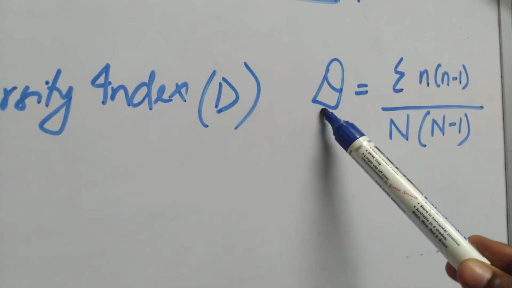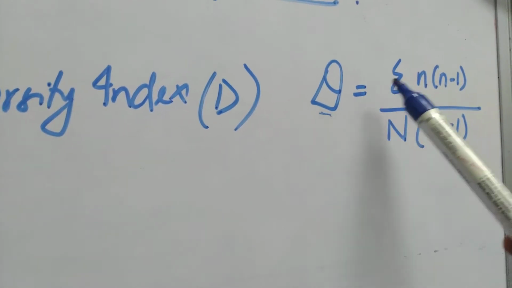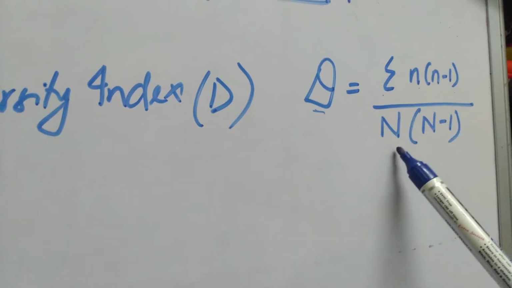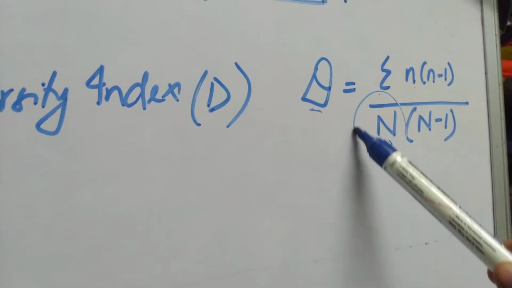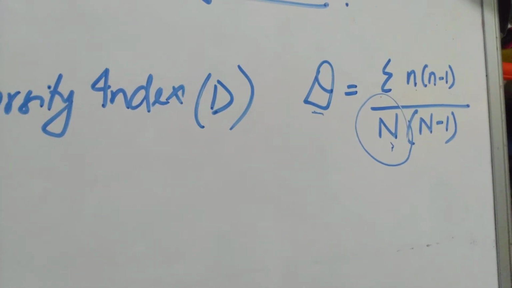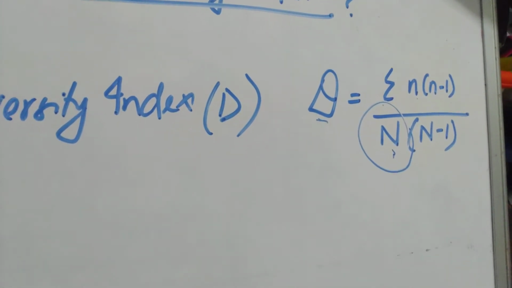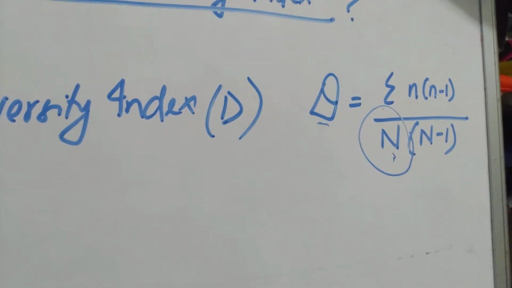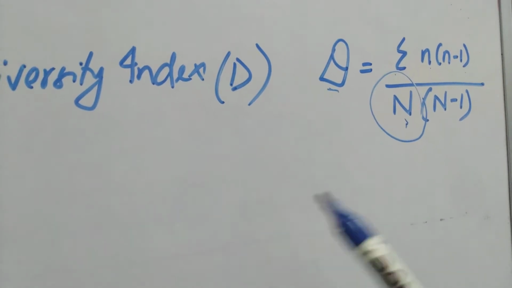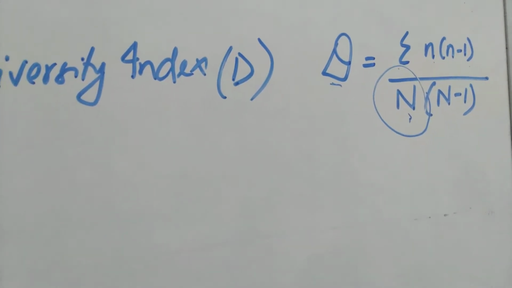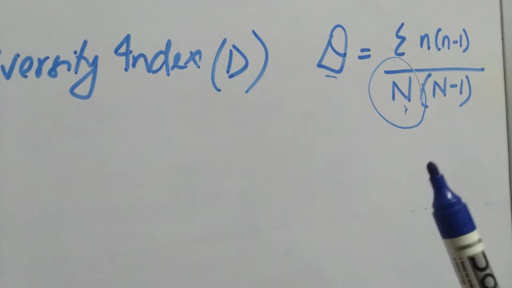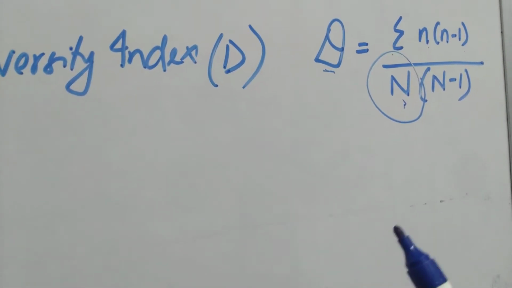Capital D, that is the Simpson diversity index, equals the summation of n into n minus 1. What is small n and what is capital N? Capital N is the total number of individuals. I don't have to write here what capital N and small n are, because you will be watching this video, so I'm just discussing it.